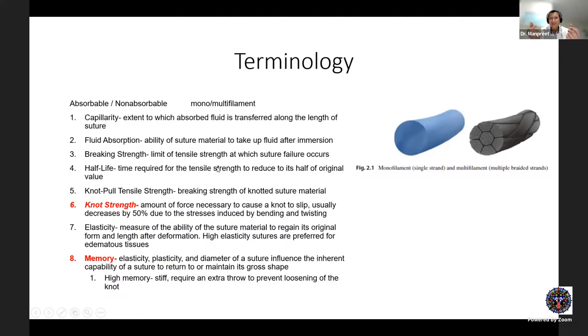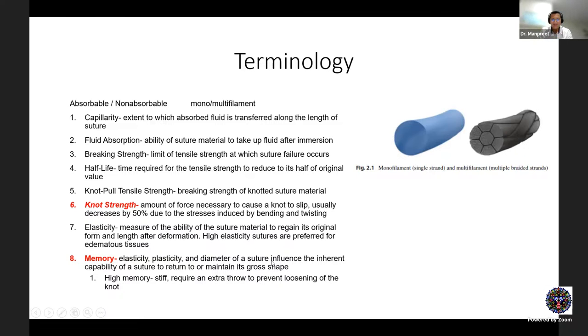It decreases actually when we cause much bending and twisting of the thread. So keep your sutures flat, especially when you are going to keep them inside, like in scleral buckle or squint surgeries or levator surgeries, even your scleral fixation IOLs. So keep your sutures straight and avoid bending or twisting. Then elasticity measures the ability of suture material to regain its original form and length after deformation. That's elasticity, and memory is different.